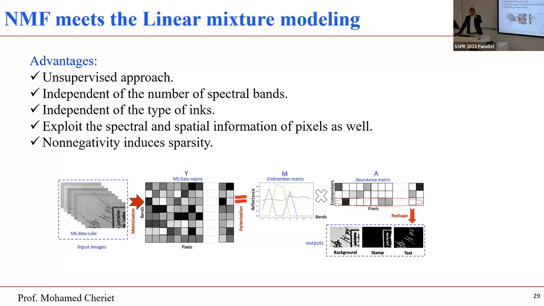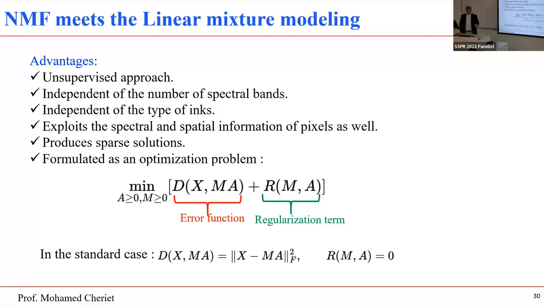The third element which is important now is how to model this. The problem is formulated as an optimization problem. What is the model of optimization? It is to minimize the error between X, the decomposition, and MA. So this is the error function or the cost function. People who want to use machine learning or other paradigms can use it. But exactly what we want to do is this: this is our cost function, and this is a regularization or penalty term.